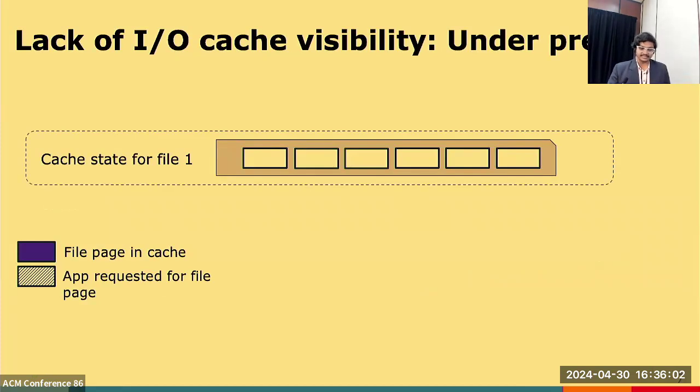Okay, so what we see here is the cache state of a file where each white box represents a 4 kilobyte block of the file. Okay, the cache is empty right now. When I say purple blocks, that means the blocks are in file cache, and shaded blocks mean that the application advised them to be in the file cache. Okay, now let's say the application issues a prefetch advice for 4 pages starting at page number 1.